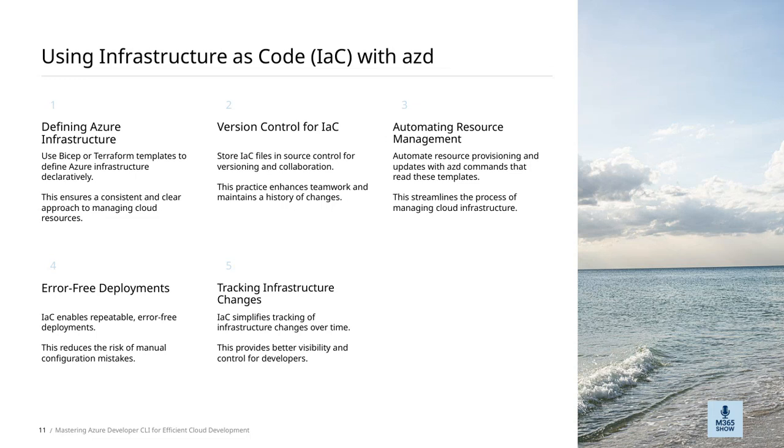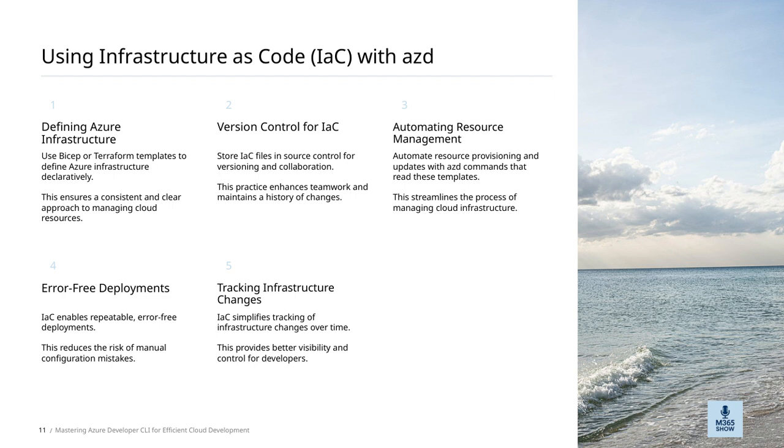Let's dive into how infrastructure as code, or ISC, with ASD can really transform your cloud development process. First, ISC makes it much easier to track infrastructure changes over time. This means you can see what modifications have been made, when they were made, and by whom, which gives you better visibility and control. It's like having a detailed history of your infrastructure.